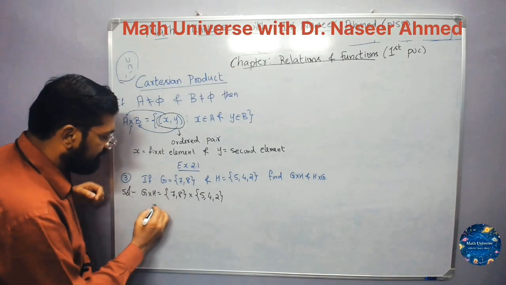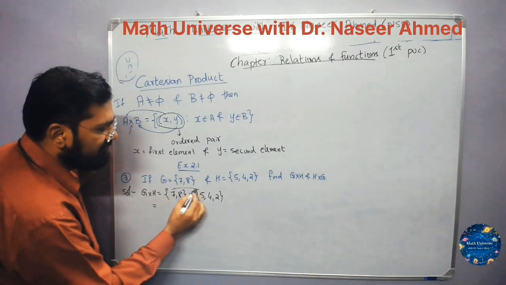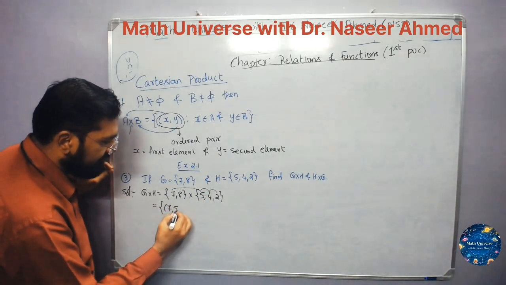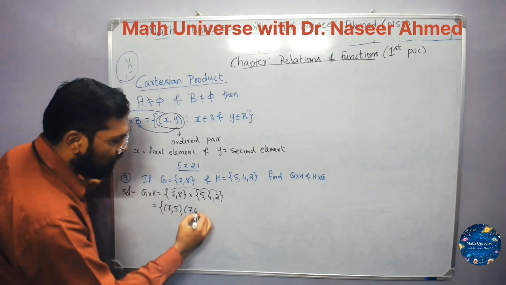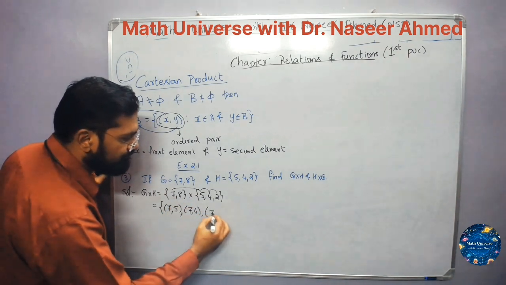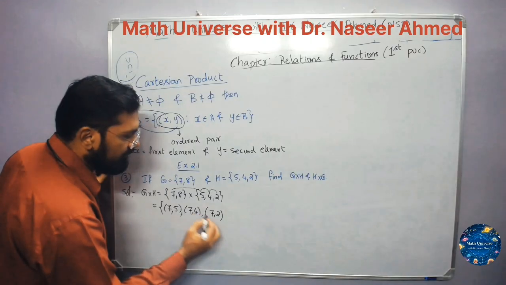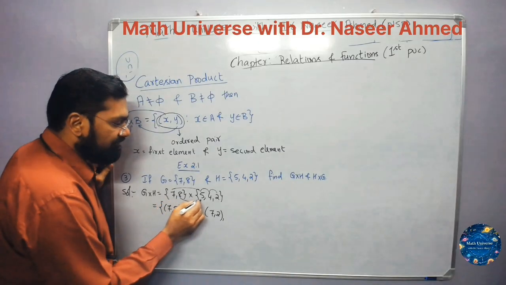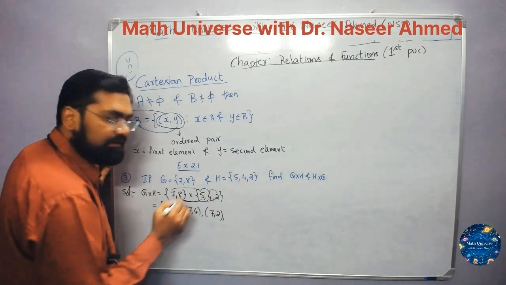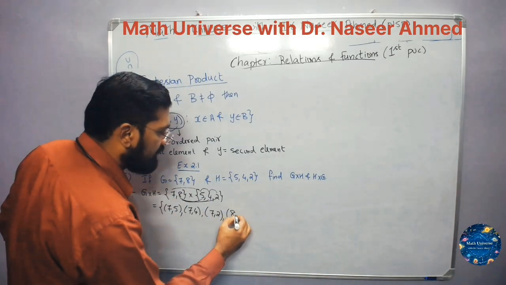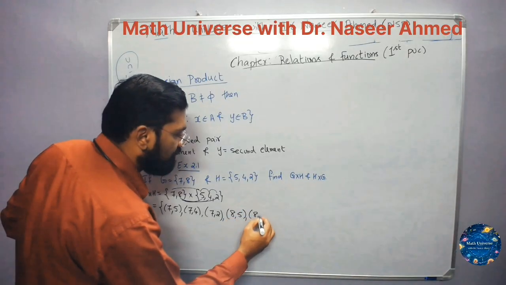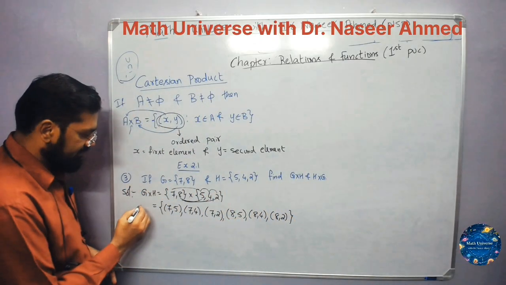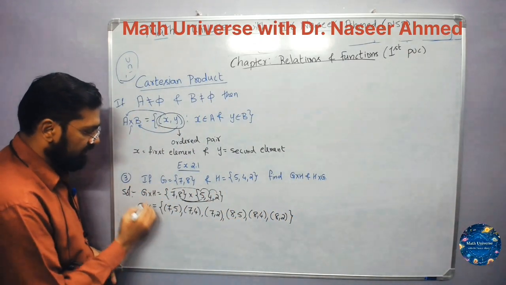Now just see carefully. I'm taking 7. 7 I'm going to pair with 5, then 4, and then 2. So I'm going to have 7 comma 5, then 7 comma 4, then 7 comma 2. Now with 7 I have paired all the 3 elements. Now pair 8: 8 comma 5, then 8 comma 4, and then 8 comma 2. That's it. This is your Cartesian product G cross H.